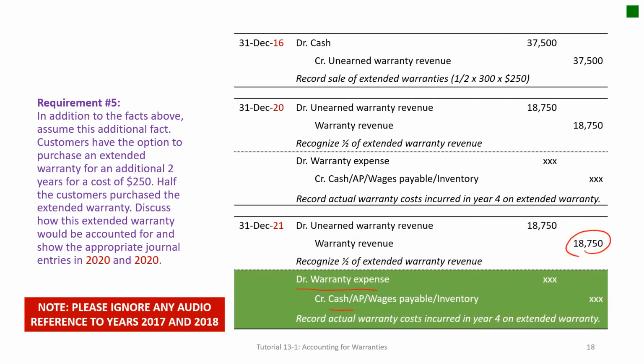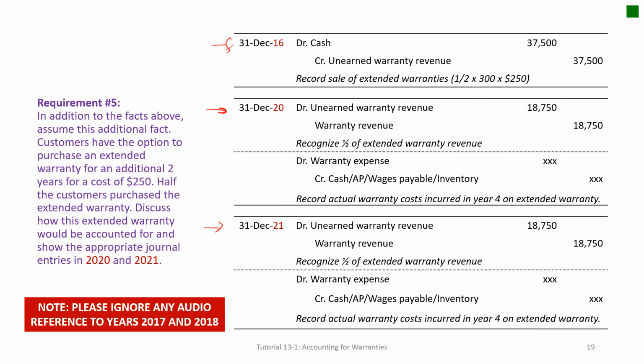And at the same time, if there was any warranty expense incurred in that year to service the warranties, then the journal entry would be exactly the same. Again, a debit to warranty expense. The wonderful thing is, if there's no cost to service the warranty, all of this revenue becomes pure profit to the company. And again, that's why they sell them. They are quite profitable.